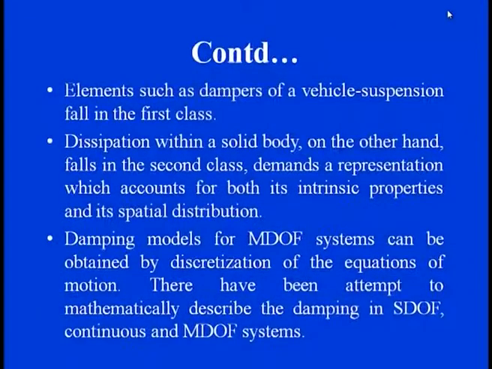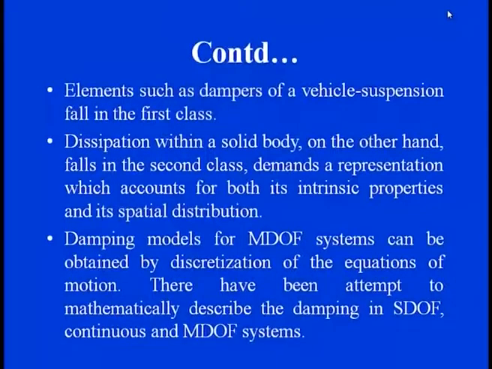Elements such as the damper of a vehicle suspension come into the single degree of freedom system, because we are restricting the motion of the damper to one direction, and it has to act to dissipate or absorb the energy in that direction only. Dissipation within a solid body falls into the continuous part, because when we are talking about a solid body, it has a continuous feature. We cannot make discrete points, especially for mass, damper or spring like that. And there is a representation which accounts for both intrinsic and spatial distribution.